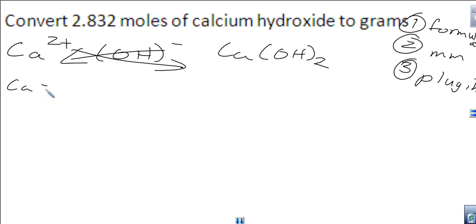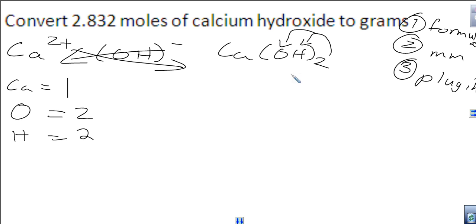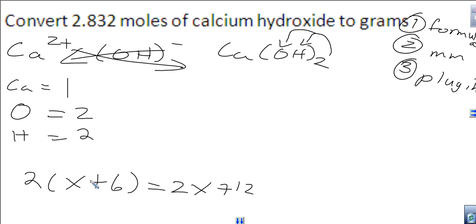Ca has how many atoms, class? O has how many atoms? And H has how many atoms? It's going to be 2. This right here distributes to each one of these guys in here. It's just like if I had the equation 2x plus 6 in parentheses, that would be 2x plus 12 because I distribute this whole thing out.